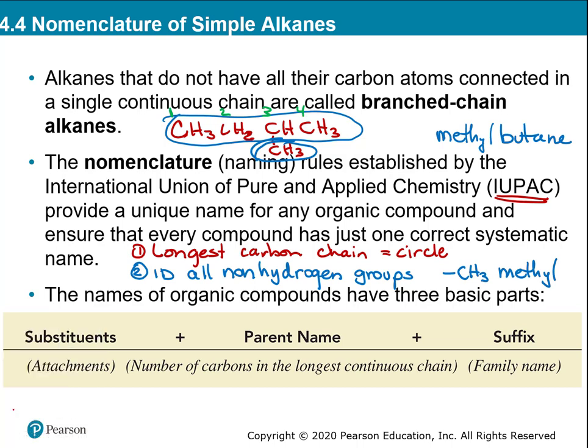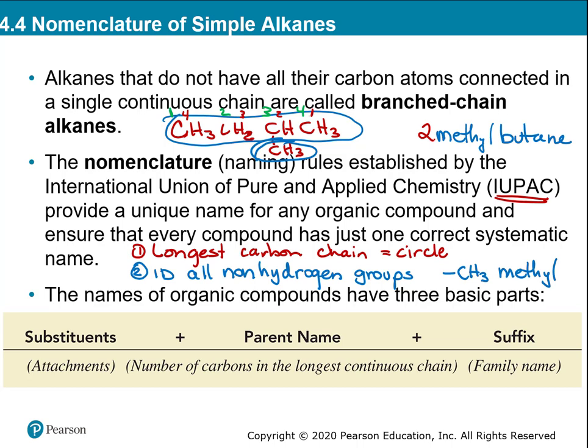So if I went backwards and said, okay, if I call that carbon 1, carbon 2, carbon 3, carbon 4, do you see that that would give me a 2-methyl? That number that goes in front of methyl is just telling me where on the carbon chain it's attached. And I would pick that one because that's a lower number. So you just number from the left or the right. Always just number from the end. Whichever end you get to the hanging group first, that's the right side to number it from.